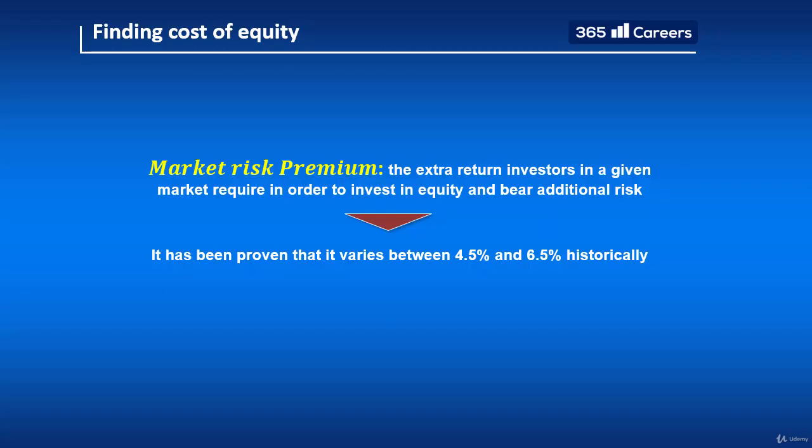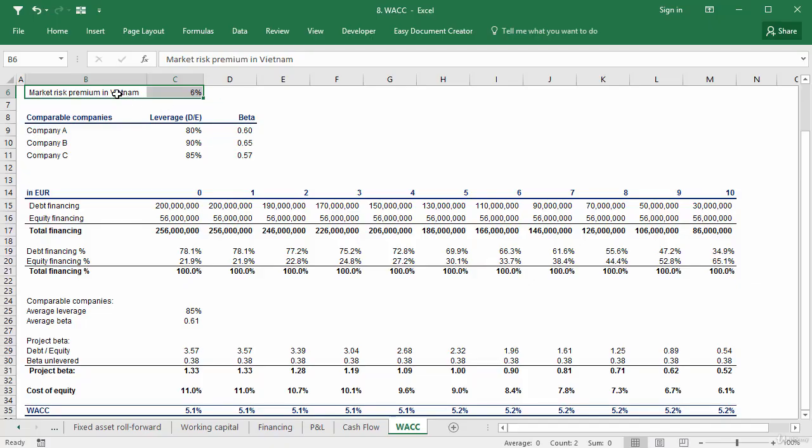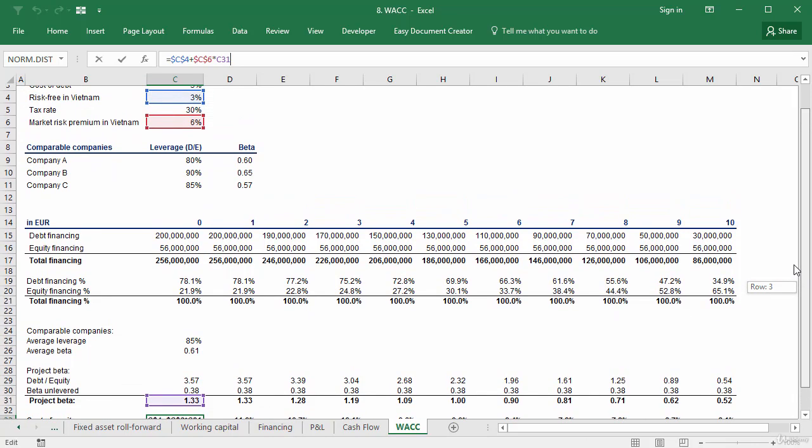The final variable we need in order to calculate the cost of equity is market risk premium. This is the extra returns investors in a given market require in order to invest in equity and bear additional risk. It has been proven empirically that the average market risk premium investors require varies between 4.5 and 6.5% in different economies. In our case, we'll apply the market risk premium in Vietnam because this is where the project is going to be realized, and hence we'll use a market risk premium of 6%. Okay, great. Now we have everything we need.